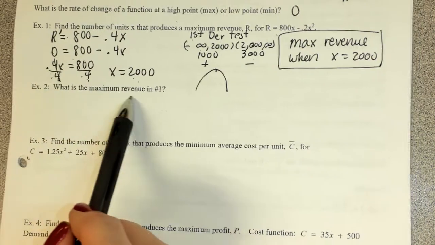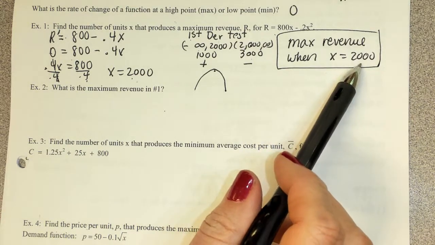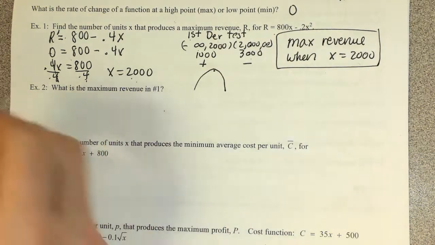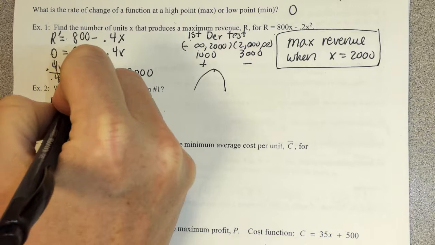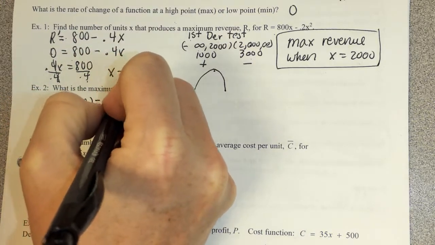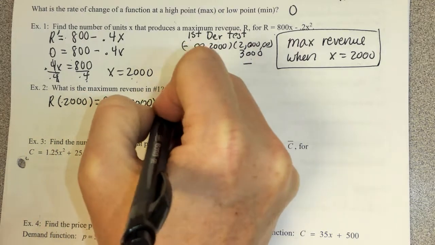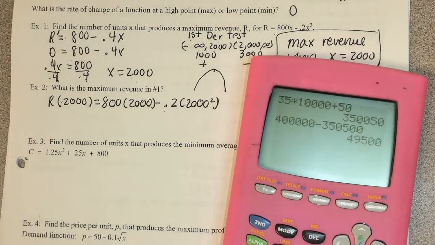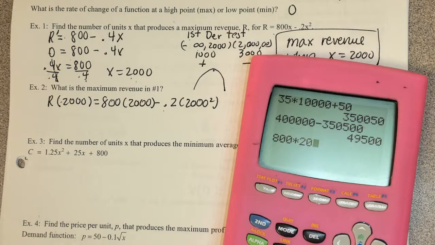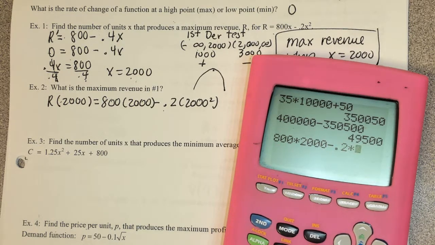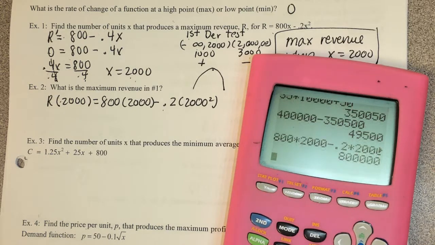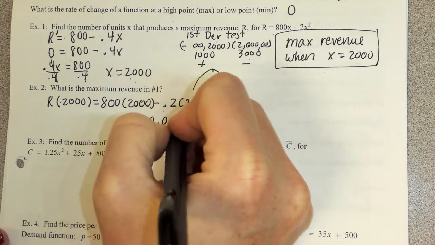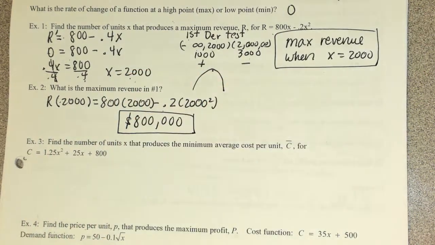For example 2, what is the maximum revenue? Well, we got an x value of 2,000. How do we find the maximum revenue? What do we do with the 2,000? Yep, plug it into the revenue function. So R of 2,000 is going to be 800 times 2,000 minus 0.2 times 2,000 squared. I'm just doing that real quick. And we get 800,000. So we're going to make $800,000 revenue at that production level.